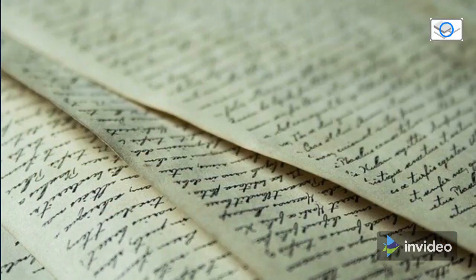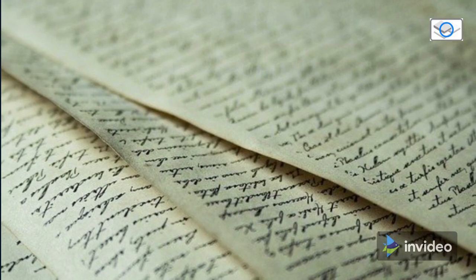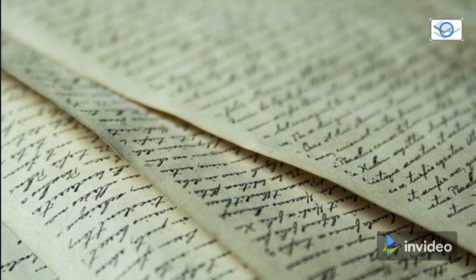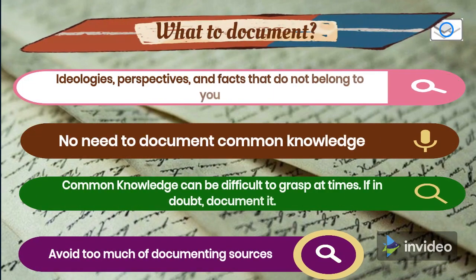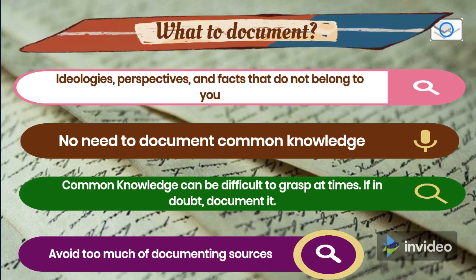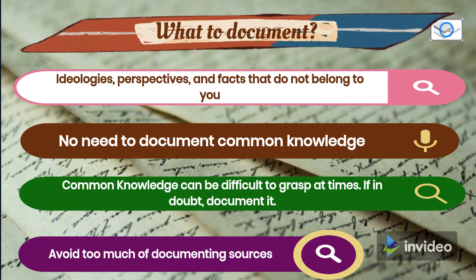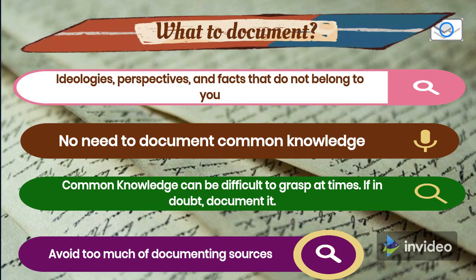So now moving on to the next topic. Having discussed the need for documenting sources, you might wonder what to document in your manuscript. The basic rule for documentation is this: document any specific ideas, opinions, and facts that are not your own. The only thing you don't have to document is common knowledge. So what do you mean by common knowledge? In simple or layman's terms, common knowledge is information that the majority of people either know or can find in a number of sources.